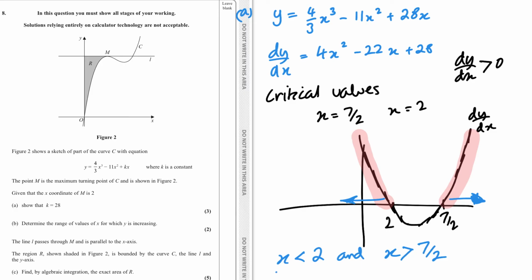Okay, notice how I put them as separate inequalities. They're separate inequalities because there's two separate regions. If I was doing below 0 and I was looking at what was in between, I'd put it as a single inequality. But it's two separate regions, two separate inequalities.